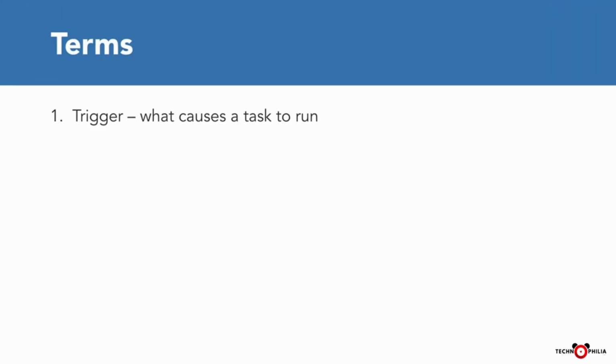A trigger is what causes a task to run. For example, a specific time of day can be configured to trigger an action. A trigger can also be an event that was logged in Event Viewer, such as when someone logs on or off the computer. Conditions can be added to triggers to further define when a task will run.